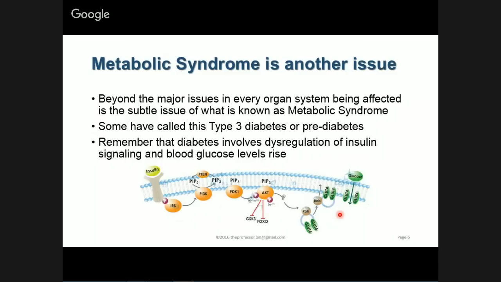And we know that this can go awry in metabolic syndrome. We know that in type 1 diabetes, there is no insulin to be released by the beta cells, and that in type 2 diabetes, the receptor itself stops acting. It doesn't recognize that insulin is binding, and this whole cascade doesn't go into effect. But what happens in metabolic syndrome? And that's what I'm going to be talking to you about over the next week or so.